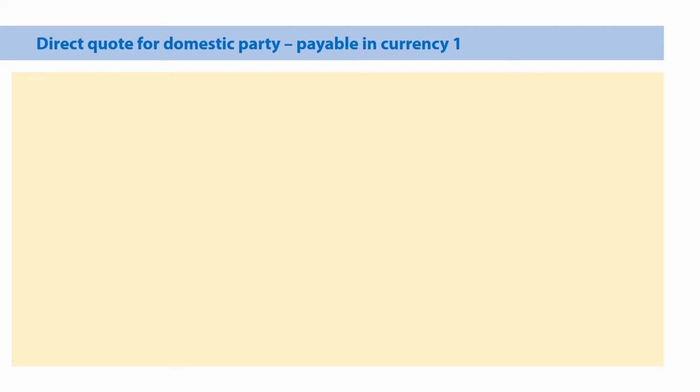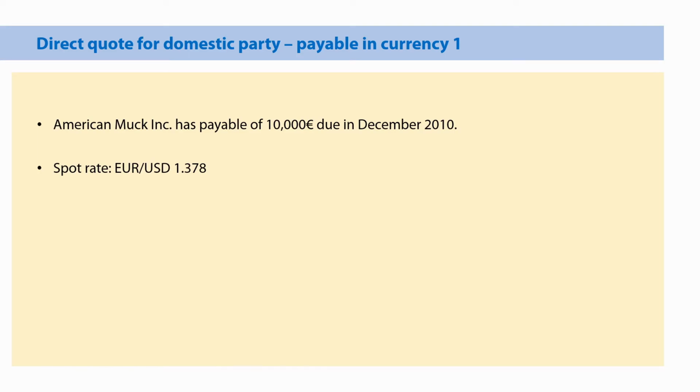Let's take the second example. We have a direct quote for a domestic party and a payable in currency. And we look at an American company. They have to pay 10,000 euros, which is due sometime in the future. I think when I made this example, it was really the data at that time around 2010. That's absolutely possible. As you can see, the euro was worth much more at that time than it is now. Let's have the spot rate to be $1.378, which is, of course, a direct quote for the American party.